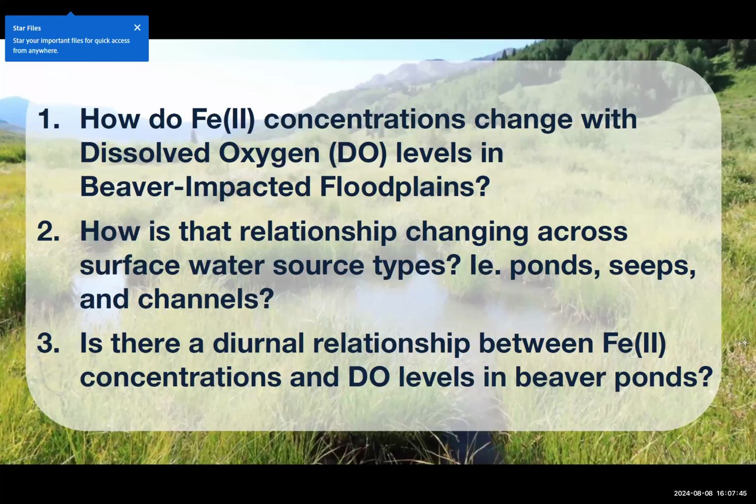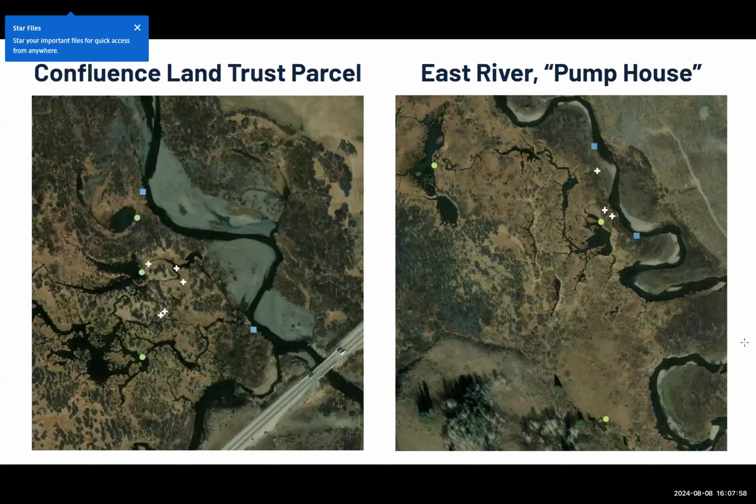And to study those, we focused on two location sample sites, including Confluence, which looked at the Slate floodplain, which is a sister floodplain to the Pump House, or the East River floodplain. At both of these sites, we took 2 channel location samples, 3 pond location samples, and 3 seep locations.